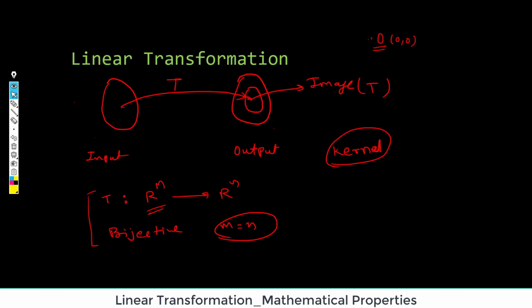Now in the next tutorial we will talk about rank, dimensions, column space, null space, these things which are basically related to m and n, the dimensions of the input space and output space, right? So we will be covering these topics in the next tutorial.